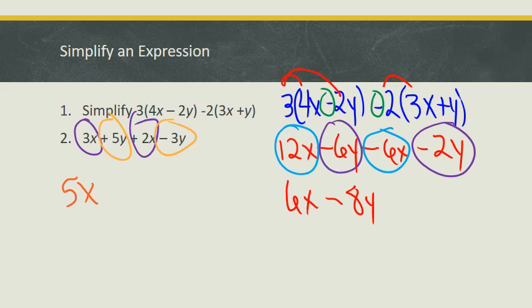And positive 5y minus 3y is going to give me a positive 2y. Combining those like terms, 5x plus 2y, we've simplified it. We are done.